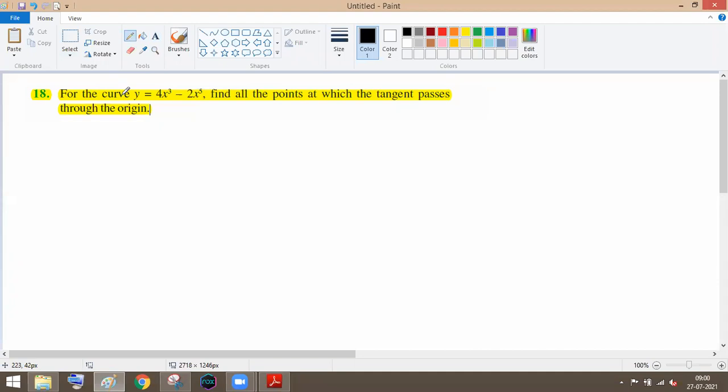So the question is here: for the curve y equal to 4x cube minus 2x to the power 5, find all the points at which the tangent passes through the origin. Okay, so we have to calculate all the points in which the tangent is passing through the origin.